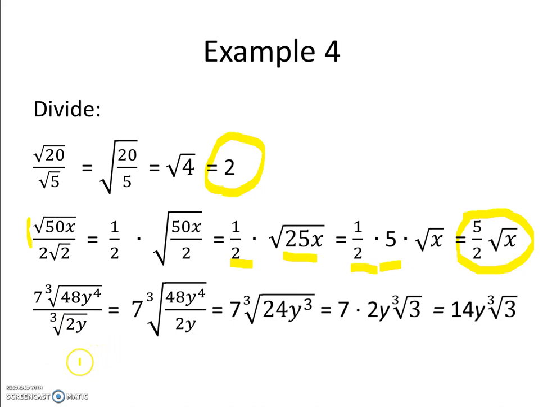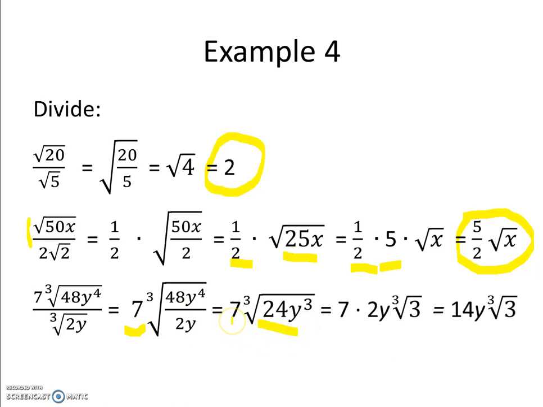On our last example, we have 7 that we're bringing out front, and we're going to rewrite these two cubic functions under one cubic radical. So we have 48y to the fourth divided by 2y. 48 divided by 2 is 24, and y to the fourth divided by y is y cubed.